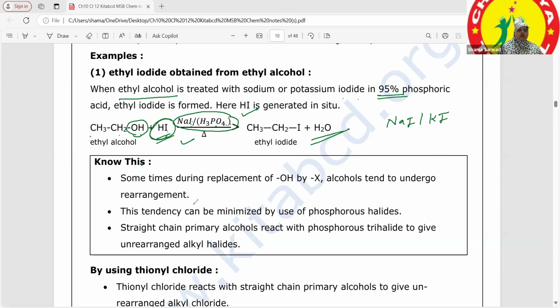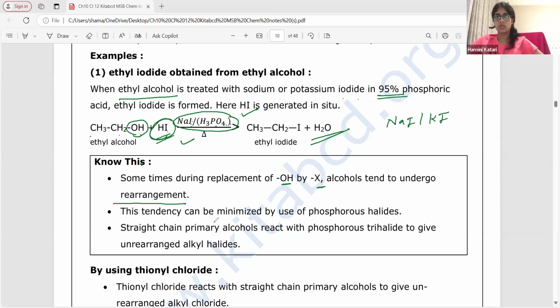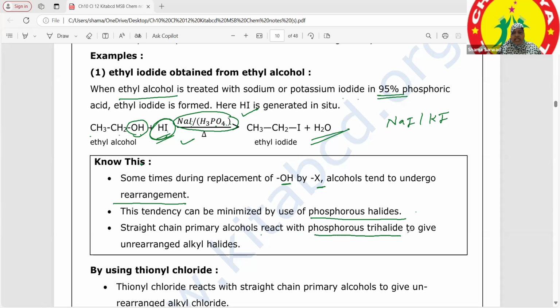Sometimes during replacement of OH by X, alcohol tends to undergo rearrangement. Alcohol will undergo rearrangement; how it happens, I'll let you know. This tendency can be minimized by use of phosphorus halide. If you use a phosphorus halide, rearrangement of alcohol would stop. Straight chain primary alcohol reacts with phosphorus trihalide to give unrearranged alkyl halide. For example, I'll show you.